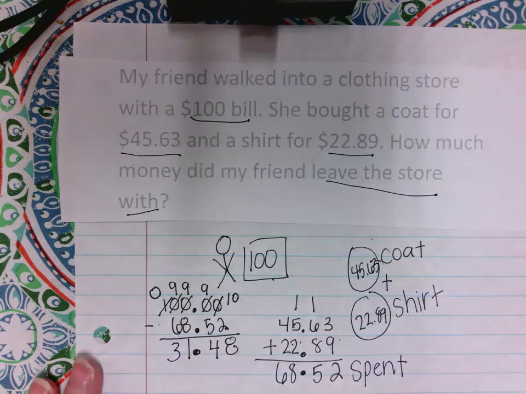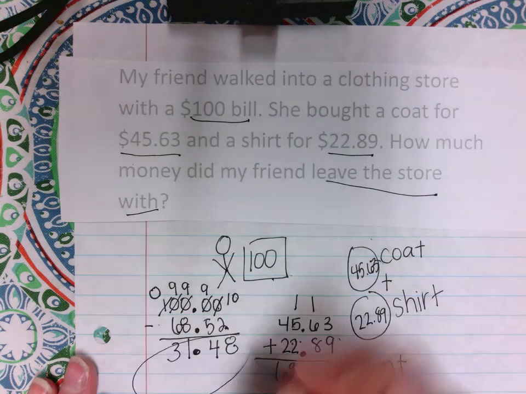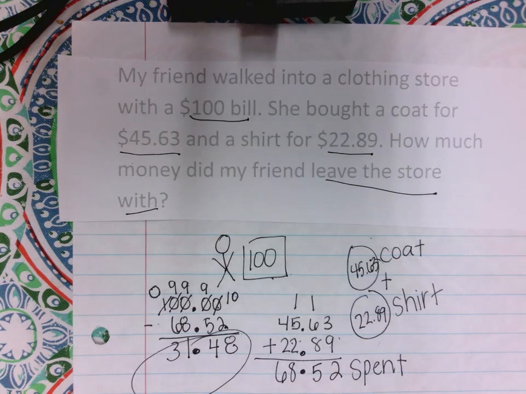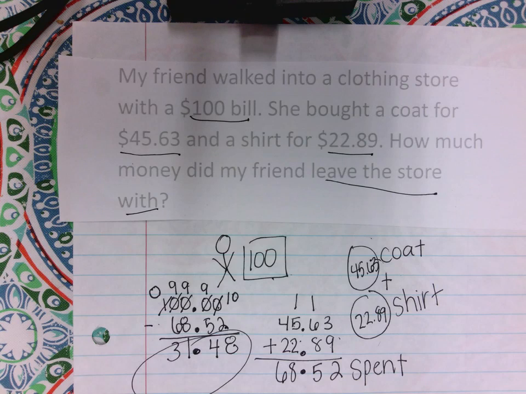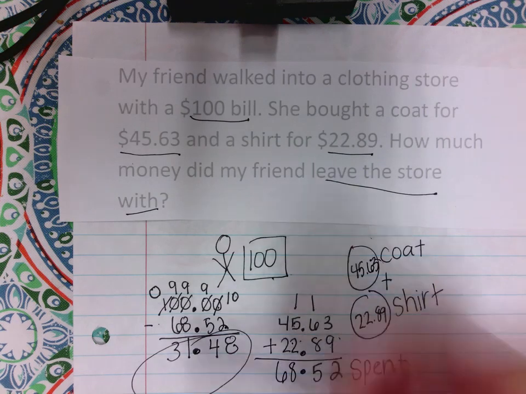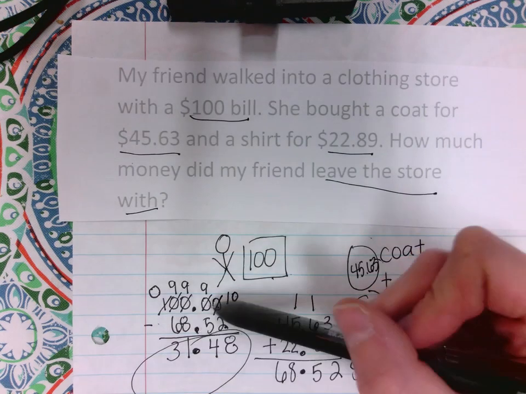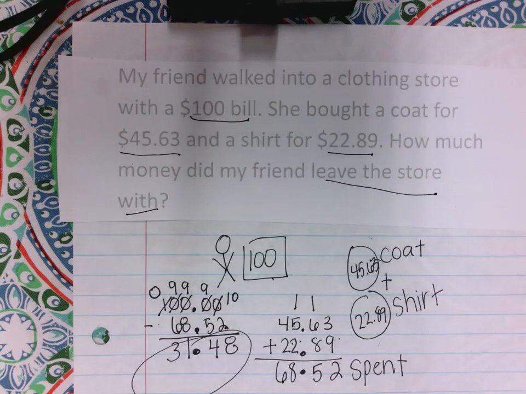So how much money did my friend leave the store with? Our answer is $31.48. So when we are adding or subtracting decimals, it is important that we make sure that our decimals are lined up and that all of our place values are the same.